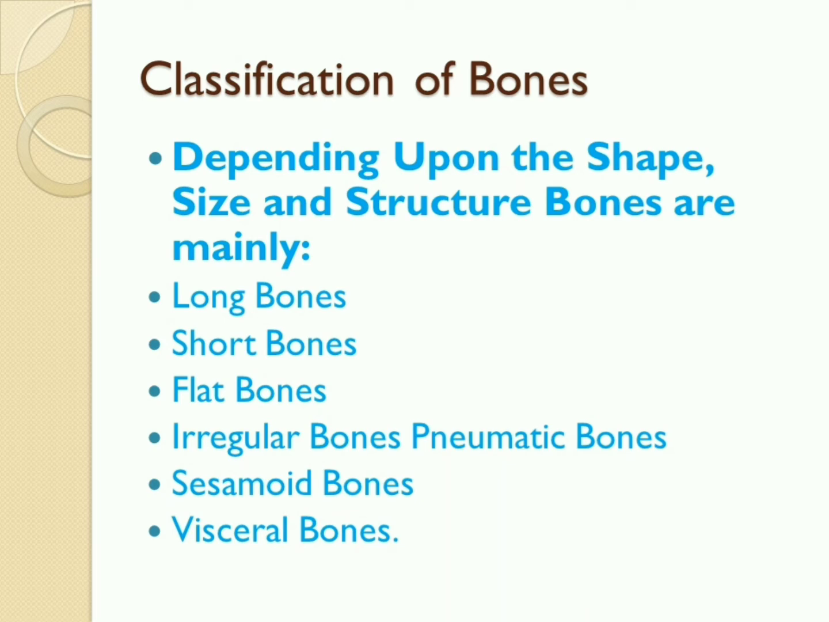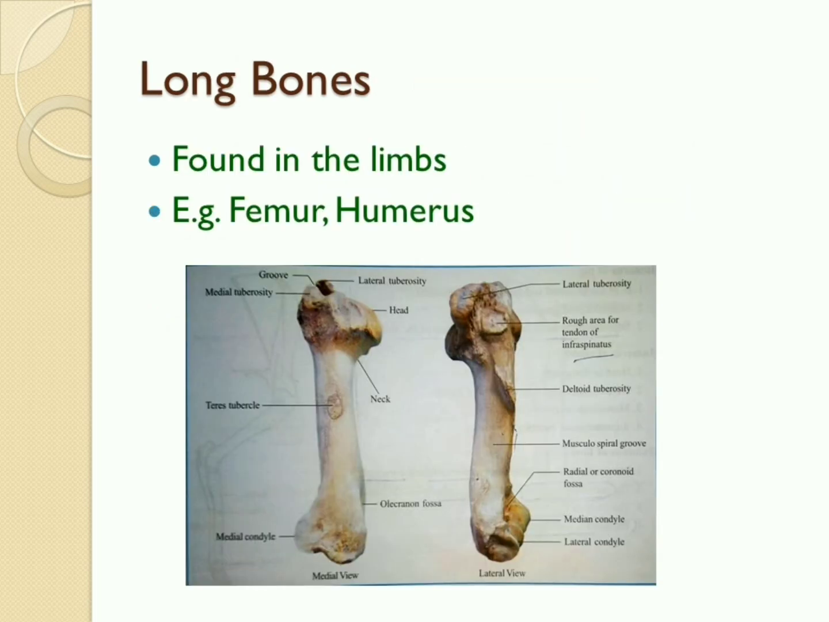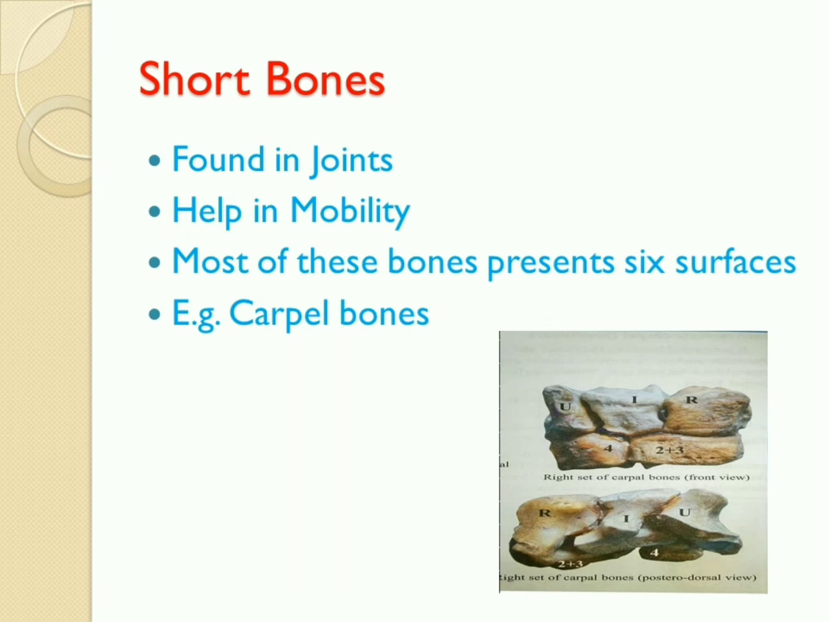Depending upon the shape, size and structure, bones are mainly classified into long bones, short bones, flat bones, irregular bones, pneumatic bones, sesamoid bones, and the visceral bones. Now the long bones. These bones are long and they are mainly found in the limbs. They contain a hollow cavity which is known as medullary cavity, and examples of long bone are the femur and the humerus.